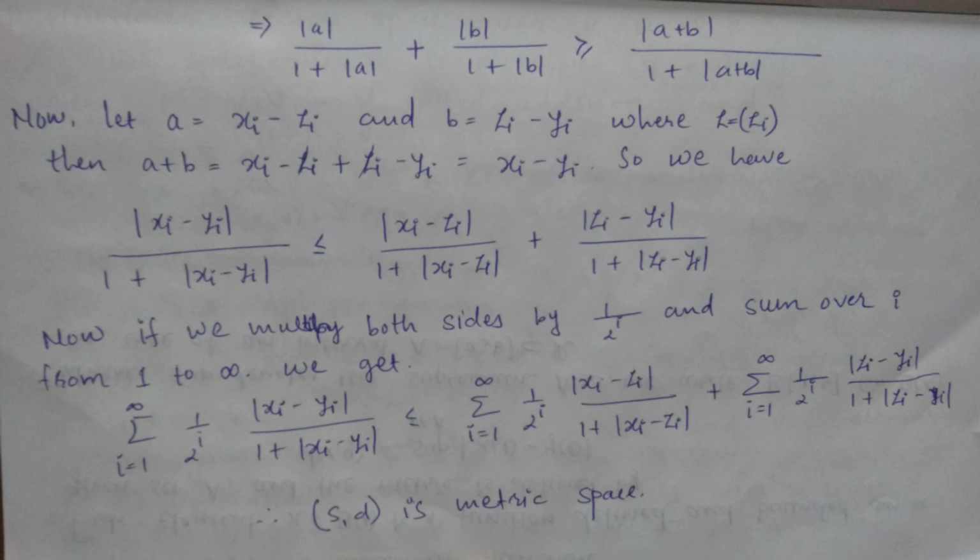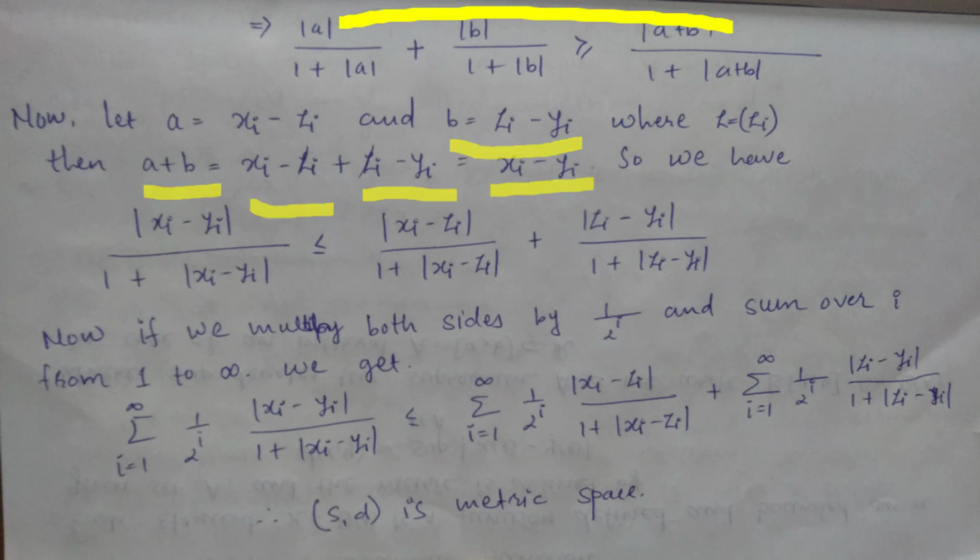Next, I am letting a equal to xi minus zi and b equal to zi minus yi. And we know what zi is. When I am adding a plus b, a plus b is equal to, put the value of a, that is xi minus zi, and put the value of b, that is plus zi minus yi. So minus zi plus zi get cancelled and it will become xi minus yi. So the value of a plus b will become xi minus yi. So put all these values in this inequality.